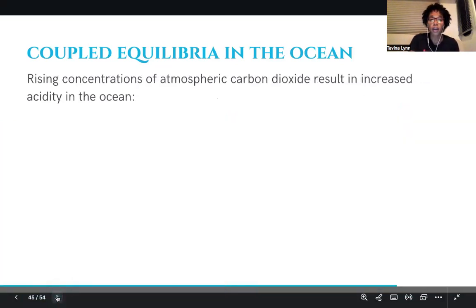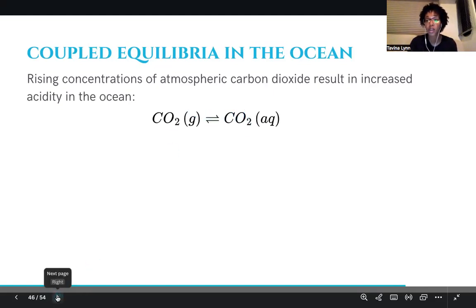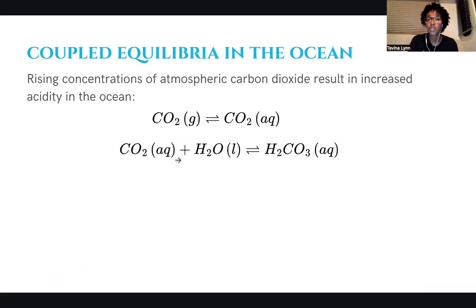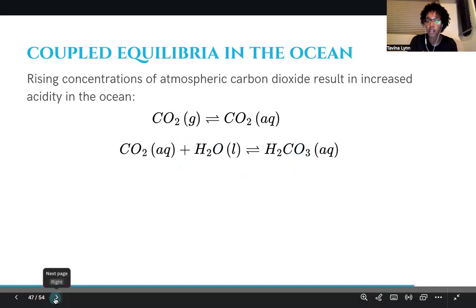So, because of rising concentrations of carbon dioxide in our atmosphere, it increases the acidity in the ocean. And here are all of the equilibria reactions that contribute to this. So we have carbon dioxide in the atmosphere that can become aqueous carbon dioxide when it interacts with the ocean, like sea spray molecules, right? Then when CO2 enters the ocean, it forms carbonic acid. This increases the acidity in the ocean.